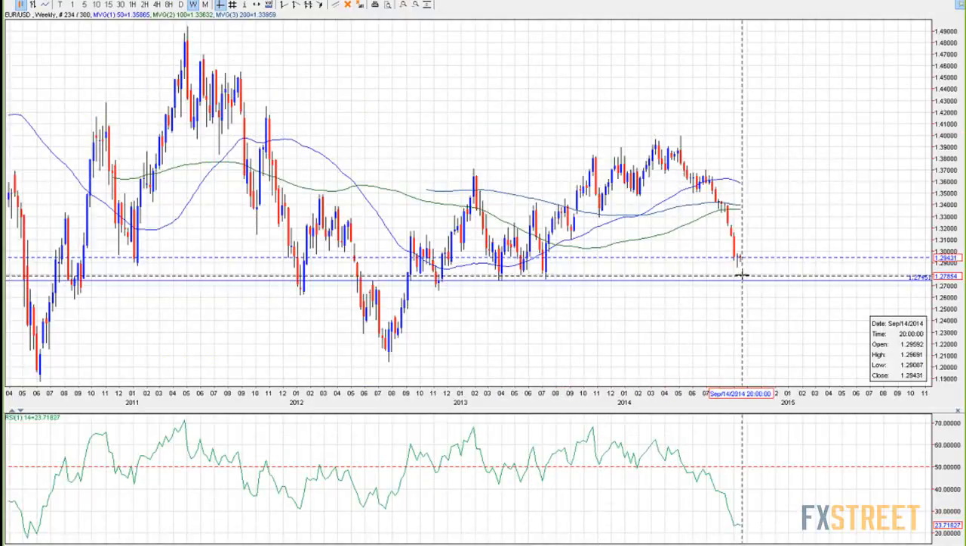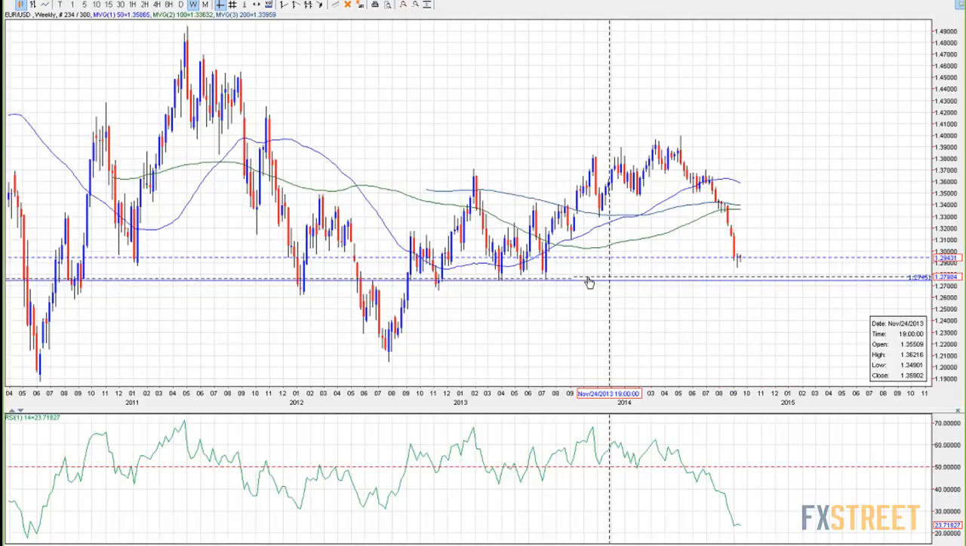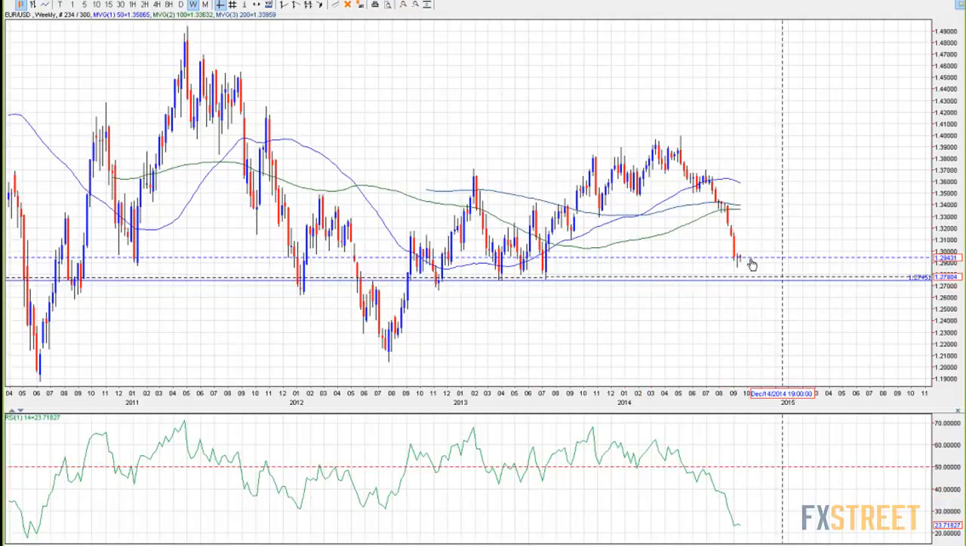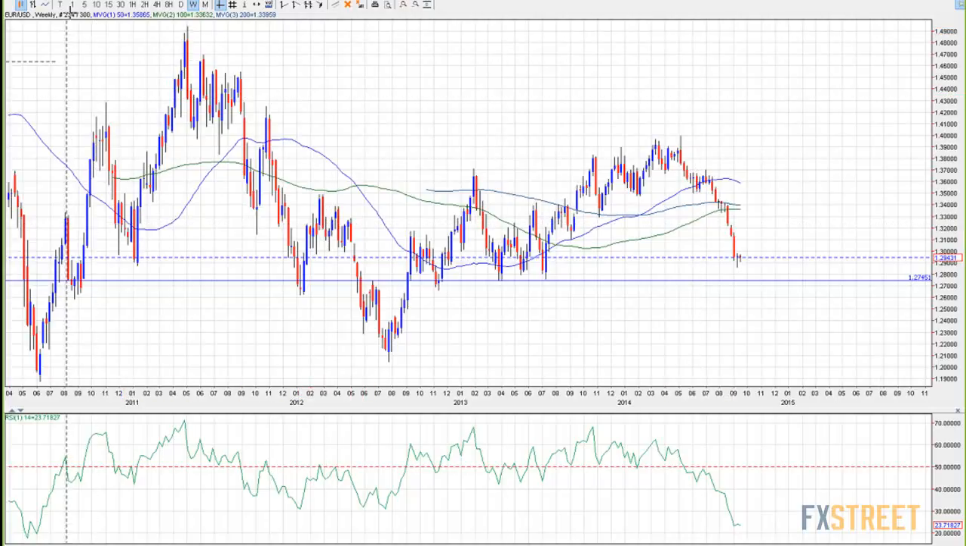So the euro dollar still looks weak, still looks bearish, but in the medium term we might be approaching a key support area around the 2013 lows, and with the market being oversold, we can expect some consolidation. Alright, let's move on to the pound dollar.